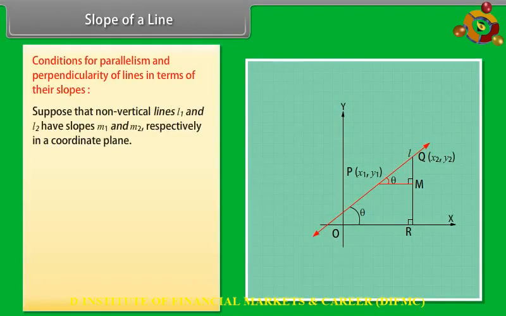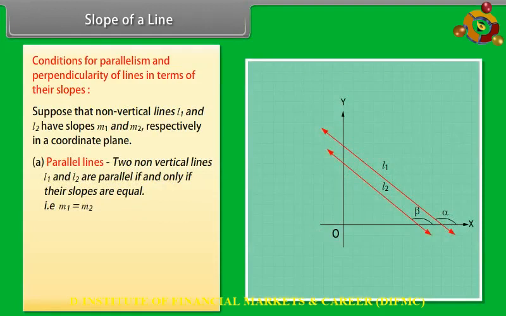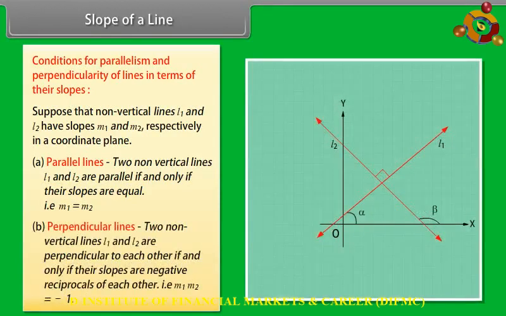Suppose that non-vertical lines L1 and L2 have slopes m1 and m2 respectively in a coordinate plane. Parallel lines. Two non-vertical lines L1 and L2 are parallel if and only if their slopes are equal, that is, m1 is equal to m2. Perpendicular lines. Two non-vertical lines L1 and L2 are perpendicular to each other if and only if their slopes are negative reciprocals of each other, that is, m1 m2 is equal to minus 1.